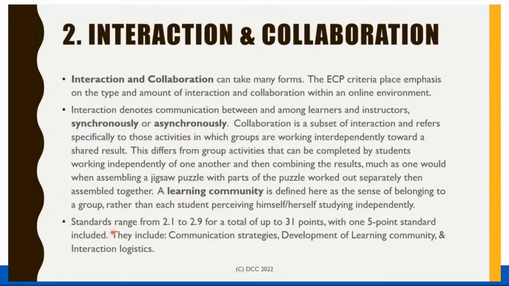On the rubric, standards range from 2.1 to 2.9, for a total of up to 31 points. There is one 5-point standard. Items on section 2 of the rubric include communication strategies, development of a learning community, and interaction logistics. And this is what section 2 of the rubric looks like.